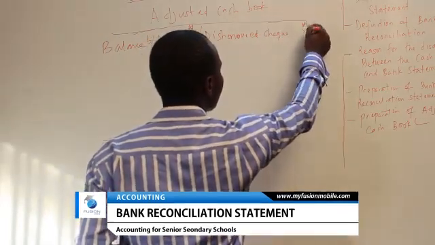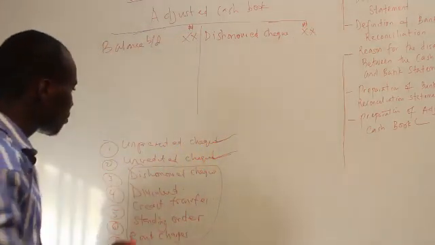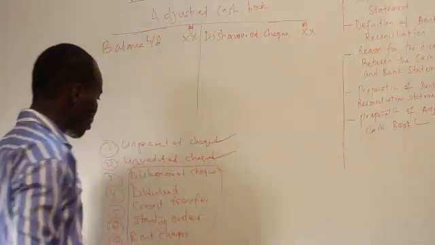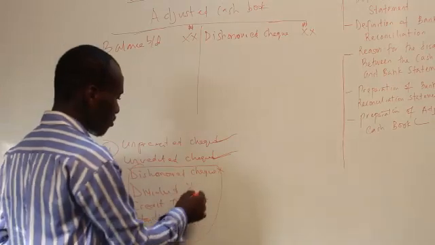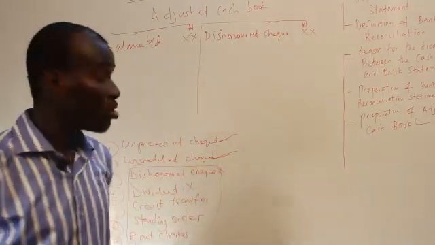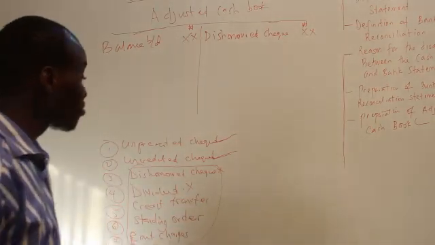You have dash and dash. So this is gone. So the next thing we have is the dividend. That is an addition to the cash book, which means we have to increase the balance of the cash book.